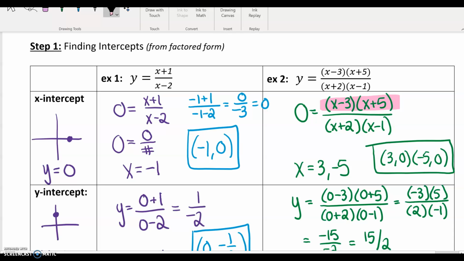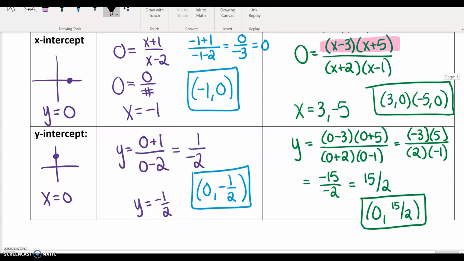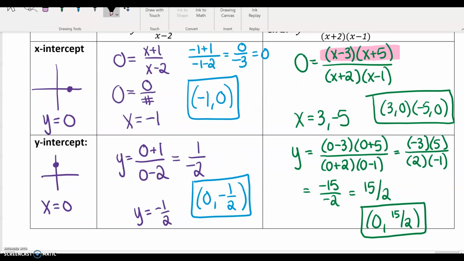Okay, not that the denominator doesn't matter, but the numerator is what needs to be 0 to get an output of 0. And then I plugged in 0 for x to find the y-intercept, cleaned it up. You did get a fraction. It's 15/2. It's totally fine. Just because you get a fraction doesn't mean you did something wrong. So my final answer is 0, 15/2 as I left it as a fraction.